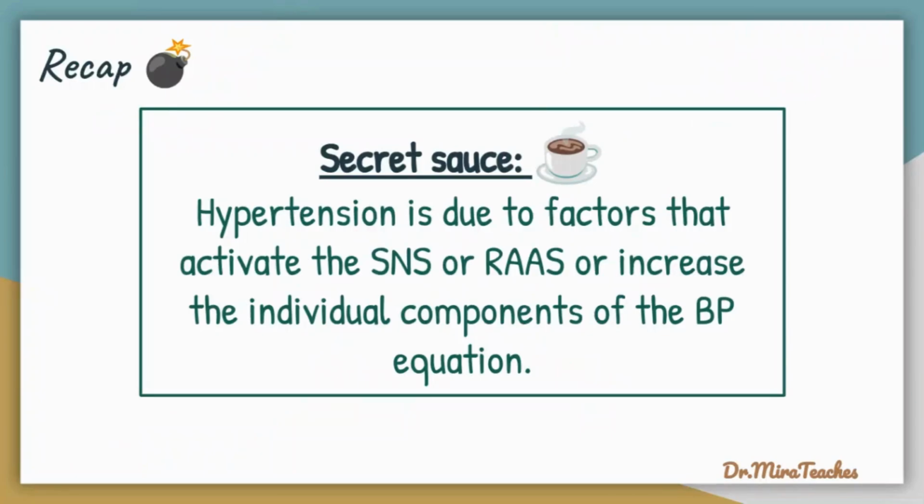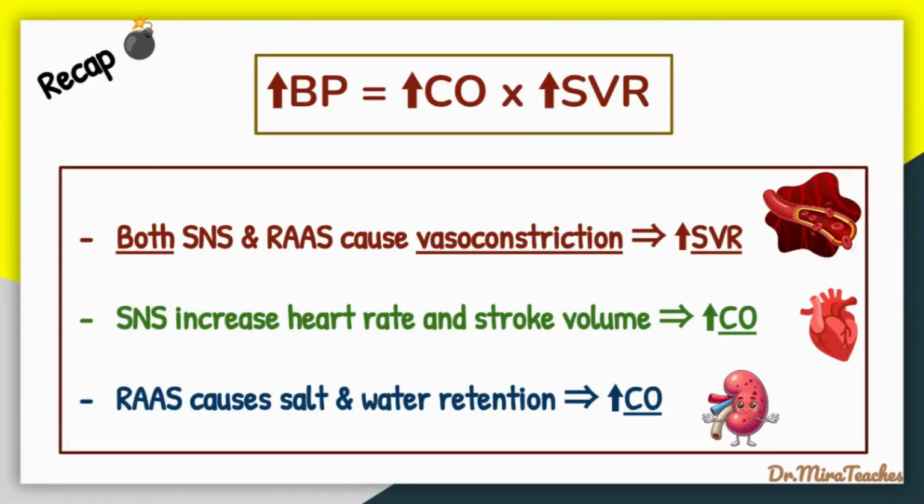Now, let's do a brief recap. We remember from our previous videos that hypertension is due to factors that will either activate the sympathetic nervous system, the renin-angiotensin aldosterone system, or factors that increase the individual components of the BP equation. All right, so if you want to increase your blood pressure, you either increase cardiac output or increase systemic vascular resistance.